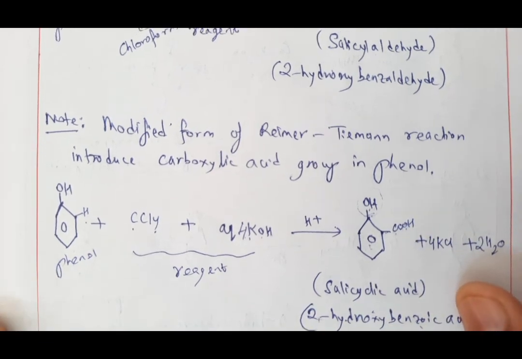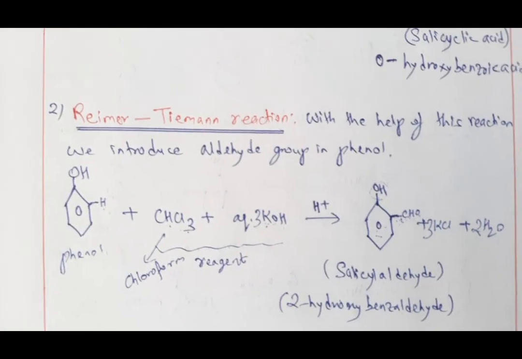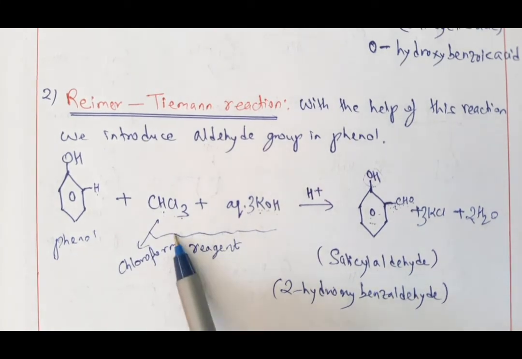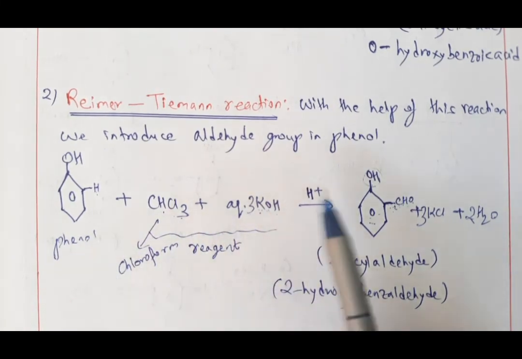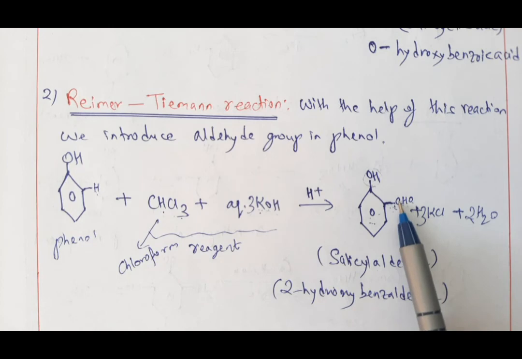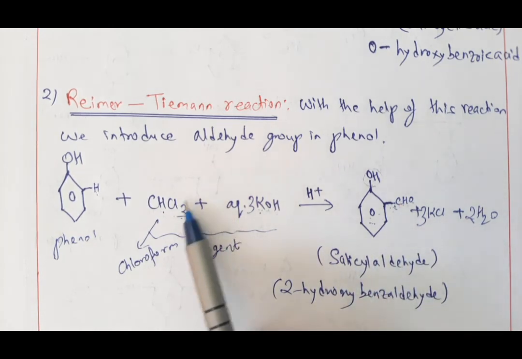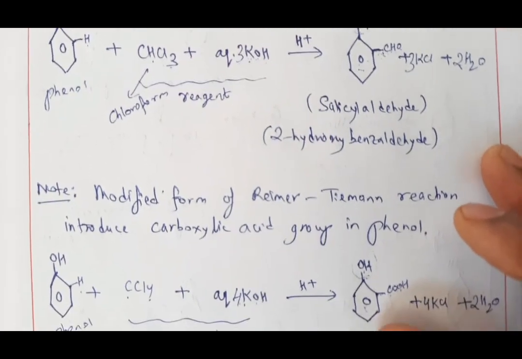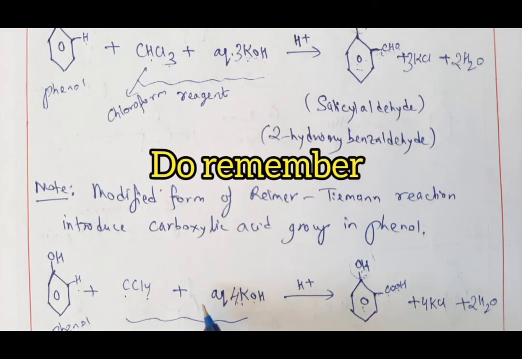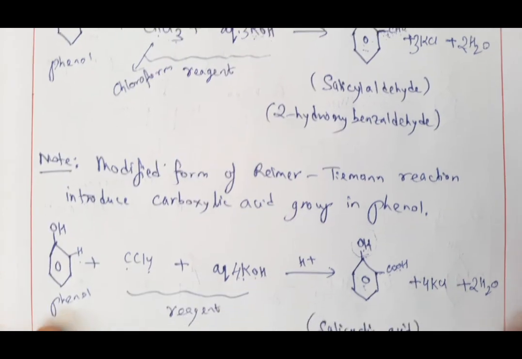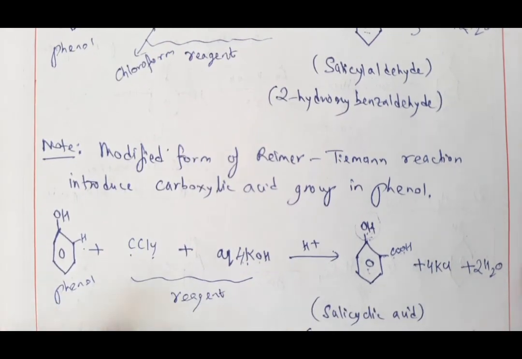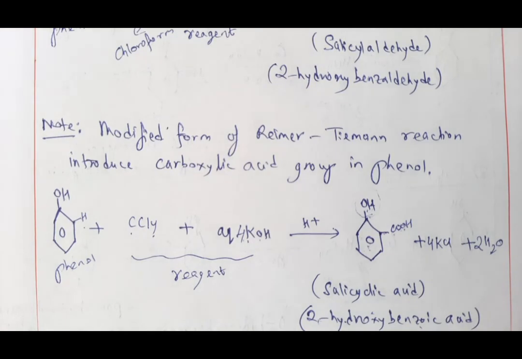So students, now do remember about Reimer-Tiemann. If you use chloroform and aqueous KOH with phenol in acidic medium, the aldehyde group will get introduced and you get salicylaldehyde, or 2-hydroxybenzaldehyde as the IUPAC name. But if you replace chloroform with carbon tetrachloride, it becomes the modified form of Reimer-Tiemann, where instead of the aldehyde group, an acid group gets introduced and you get salicylic acid, whose IUPAC name is 2-hydroxybenzoic acid, students. So these are the two special reactions of phenol.